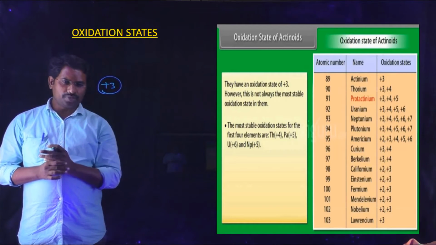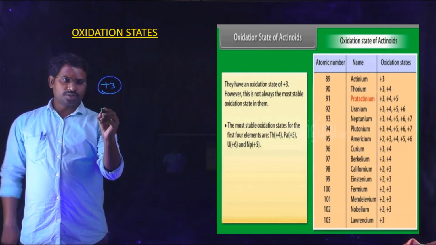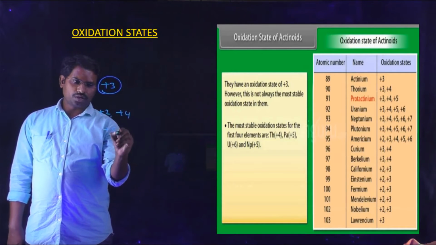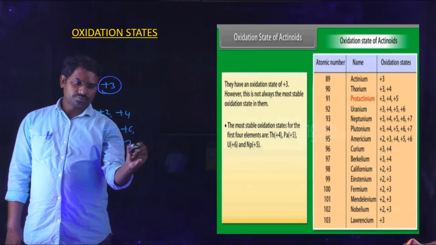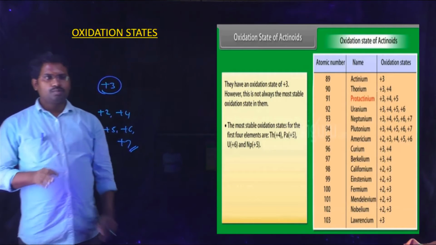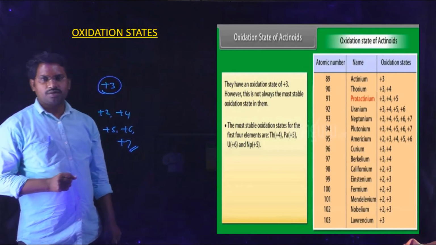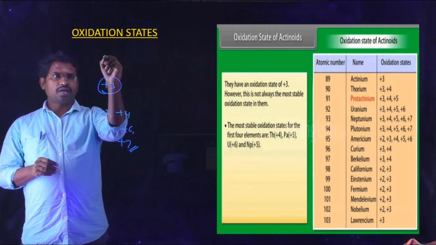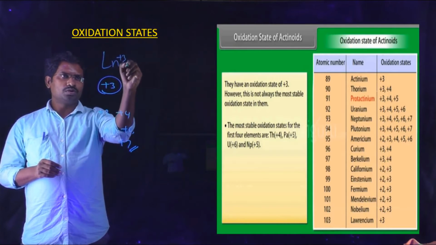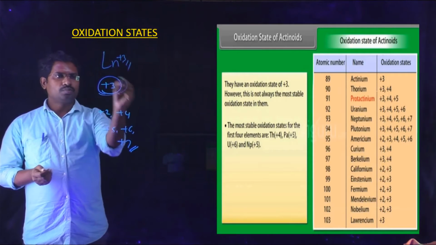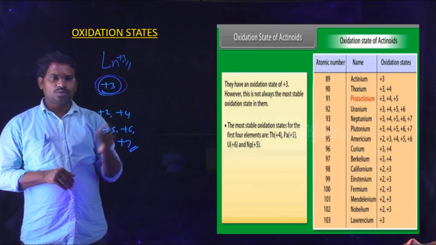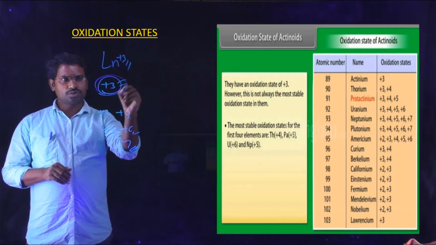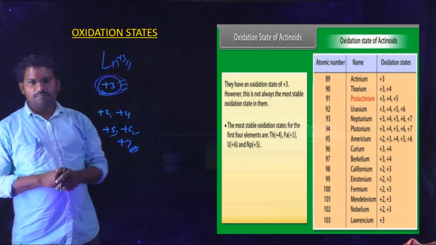Some of the elements, as shown in the table, also exhibit oxidation states +2, +4, +5, +6 and +7. But among all these oxidation states, +3 is the more stable oxidation state in actinoids, and also in lanthanides, Ln +3 is more stable. Some compounds in various regions also exhibit +5, +6, +7, but +3 is the more stable oxidation state possessed by the actinoids.